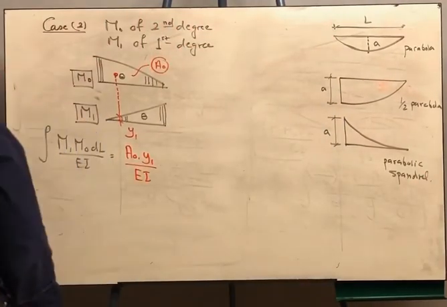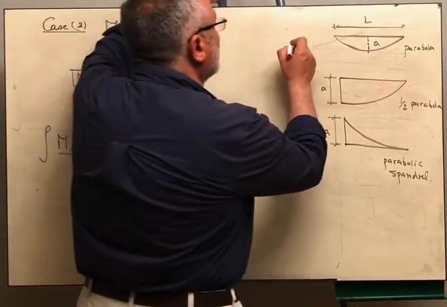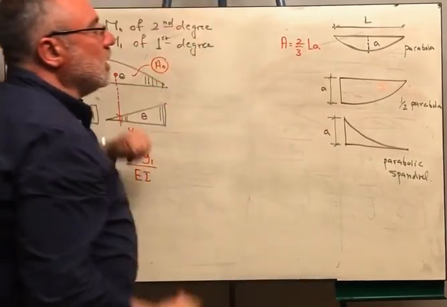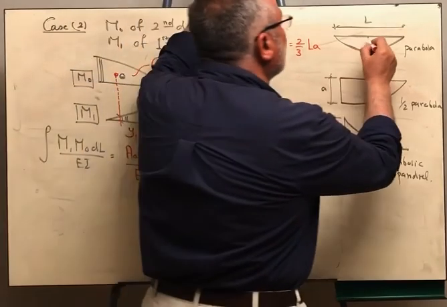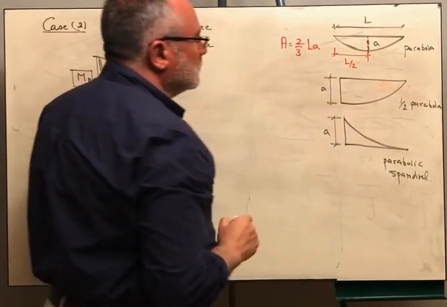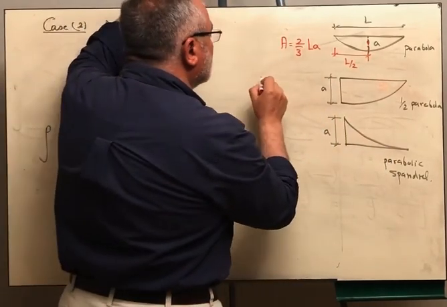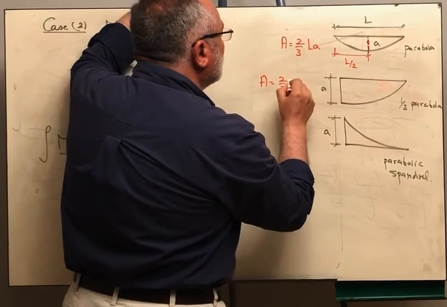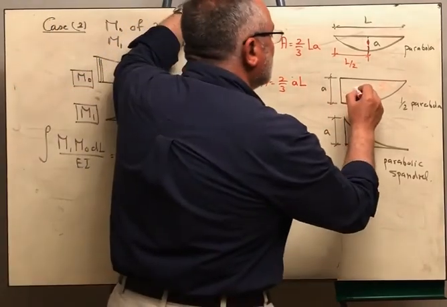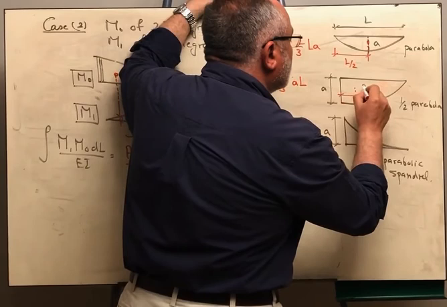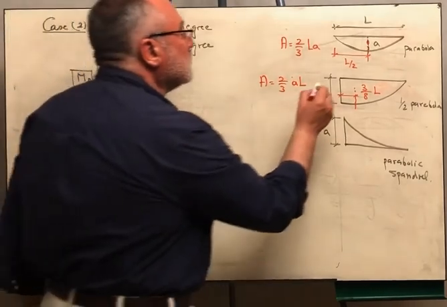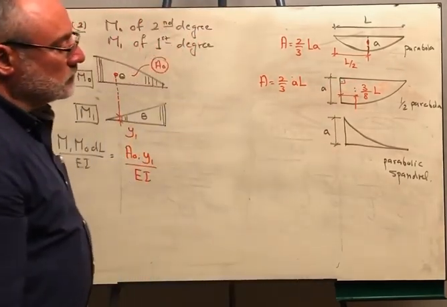Okay? Now here the area is 2/3 base times height, L multiplied by A. And the position of the centroid is in the middle from symmetry. This is L over 2. And in case of half of a parabola, the area is also 2/3 A times L, the same. But the position of the centroid is at a distance 3/8 of L, okay, measured from the right angle triangle here, okay?